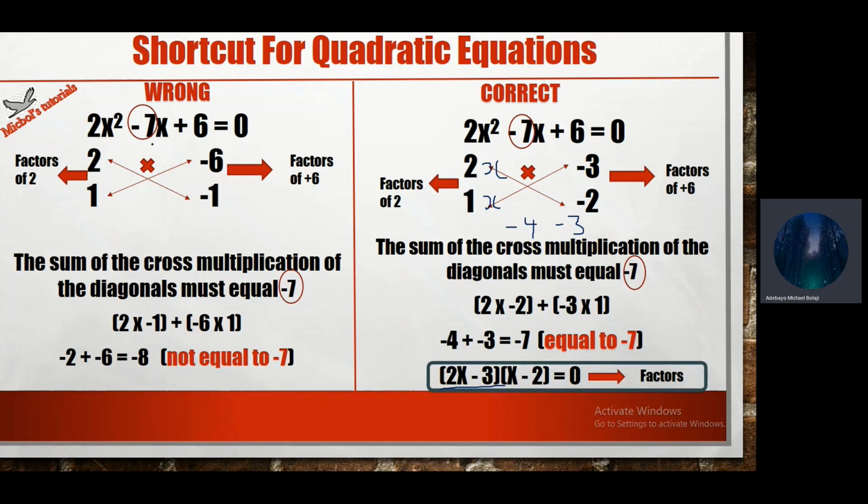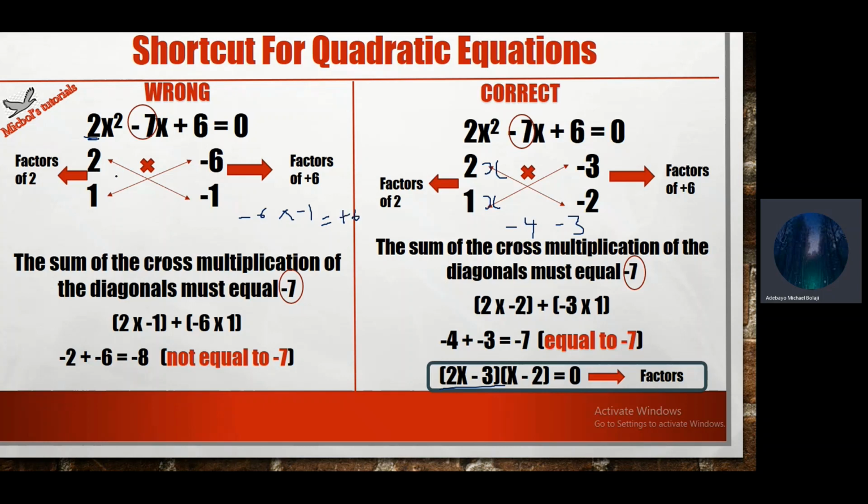Now let's look at why this is wrong. The factors of 2 are 2 and 1, correct. The factors of 6 are minus 6 and minus 1, and of course minus 6 times minus 1 will give us plus 6. So it's actually correct so far.